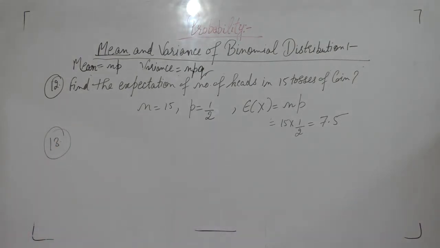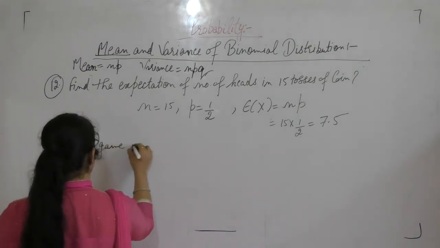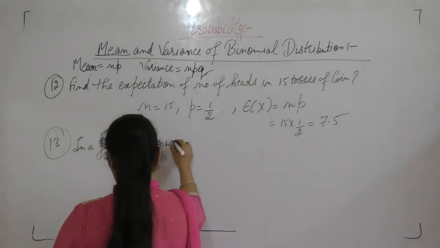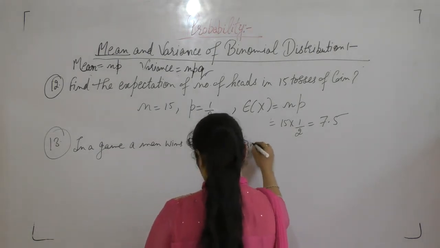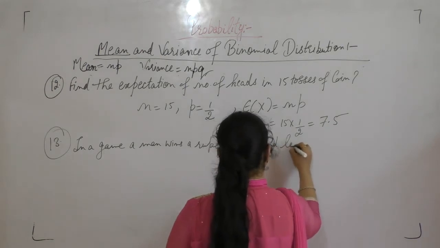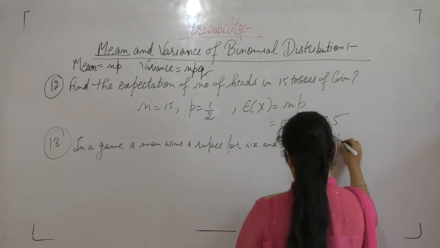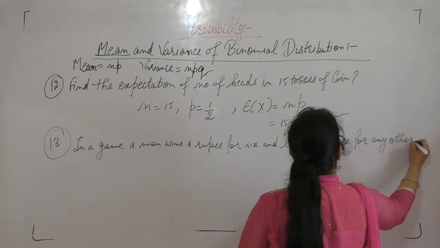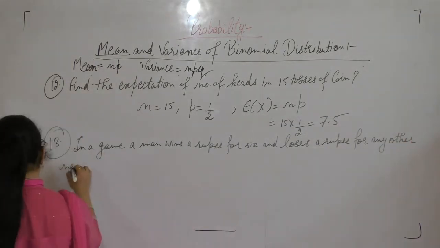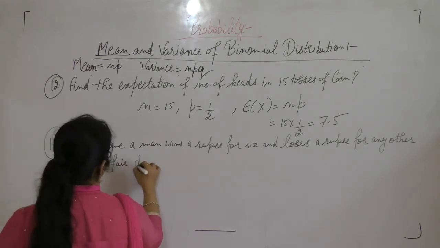Now the next one is, in a game, a man wins a rupee for 6 and loses a rupee for any other number when a fair die is thrown.